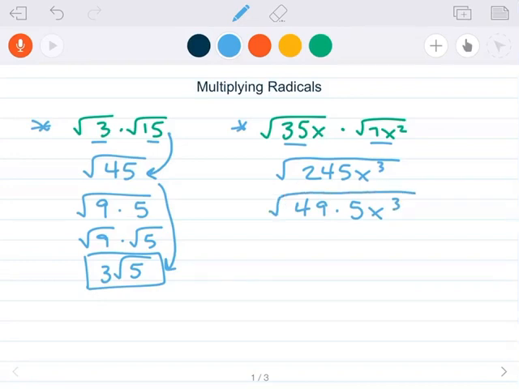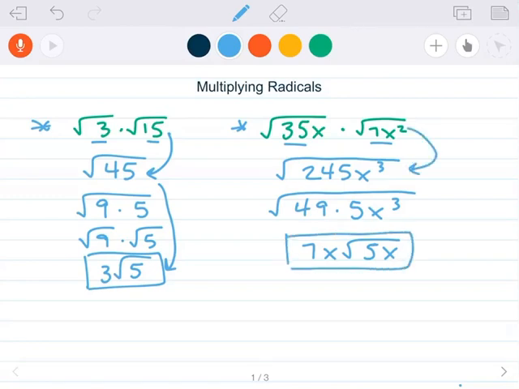And now I'm just working on simplifying. So the square root of 49 would become 7. If I have x cubed, it means I'm going to have one set that would be a perfect set since I would have a set of 2. The other would be left inside the radical, inside the square root along with the 5, which is not a perfect square. So I multiplied together to get the square root of 245 x cubed, which ends up simplifying into 7x times the square root of 5x.